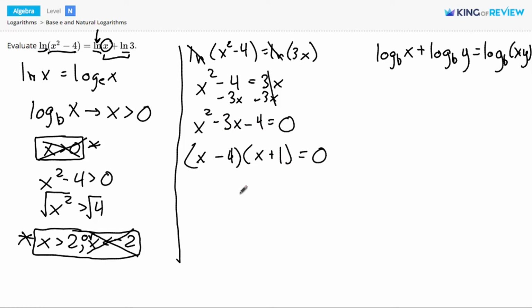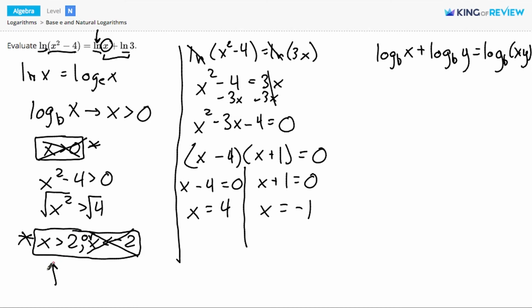So this means we have two possible solutions. Either x minus 4 is equal to 0, or x plus 1 is equal to 0, which tells us that either x is 4 or x is negative 1. But remember, we know that x has to be greater than 2 to give us a proper number to plug into our two logs. Negative 1 is clearly not bigger than 2, but 4 is. So 4 is the only solution that fits our equation.